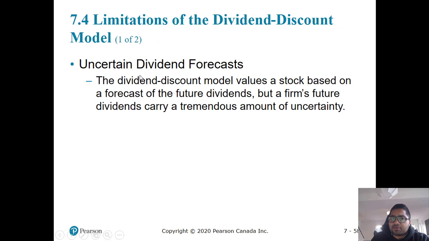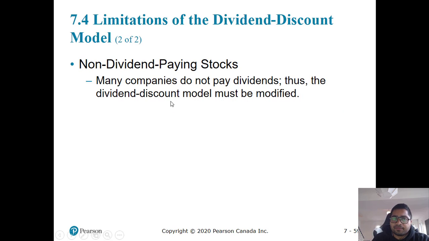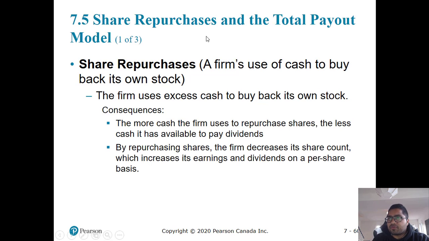Limitations of the dividend discount model. The dividend discount model values a stock based on a forecast of future dividends, but a firm's future dividend carries a tremendous amount of uncertainty, so it is difficult to project dividends. There are some non-dividend paying stocks. Many companies do not pay dividends, thus the dividend discount model has to be modified. The first modification that we are going to talk about is share repurchase.